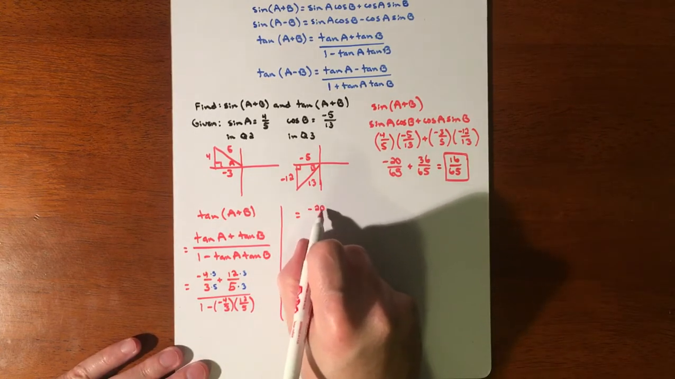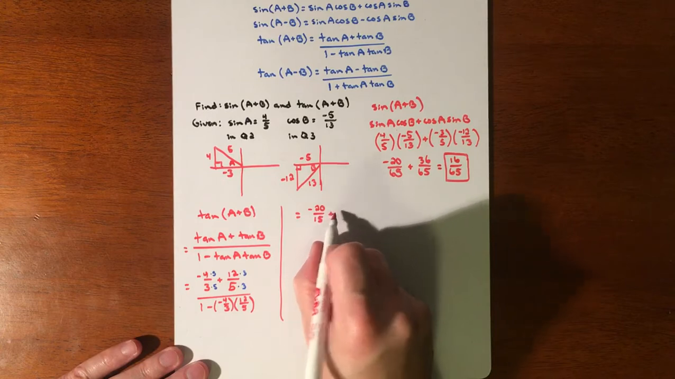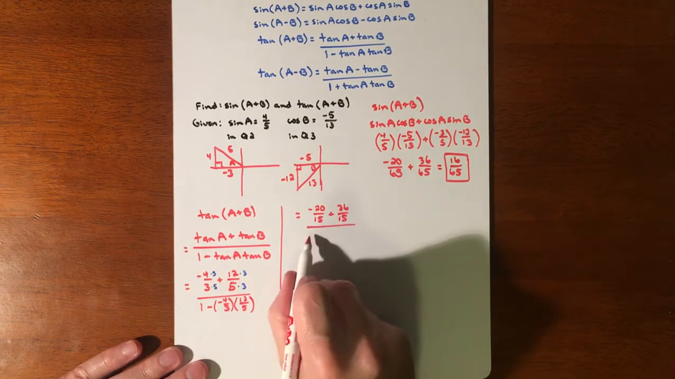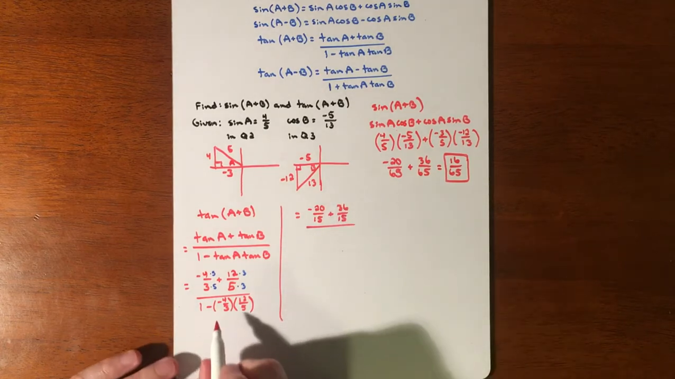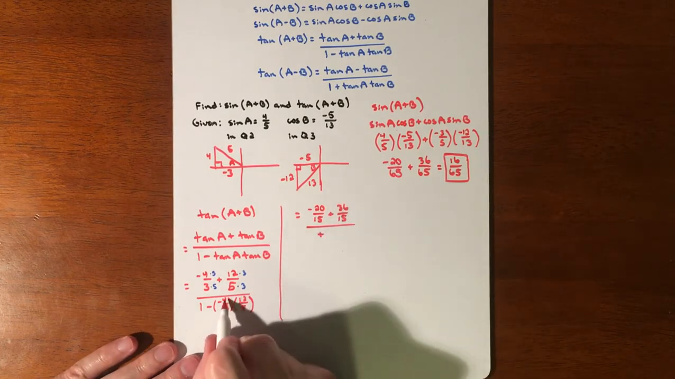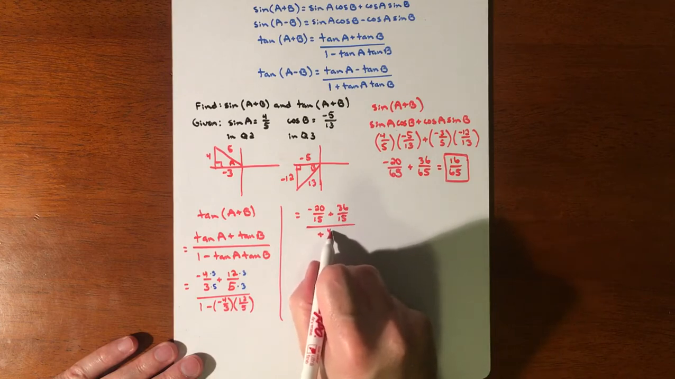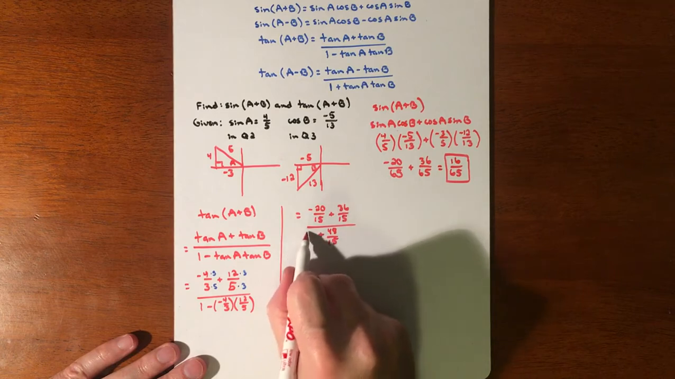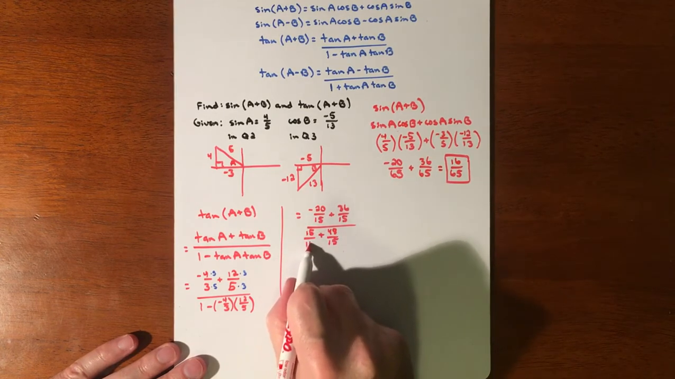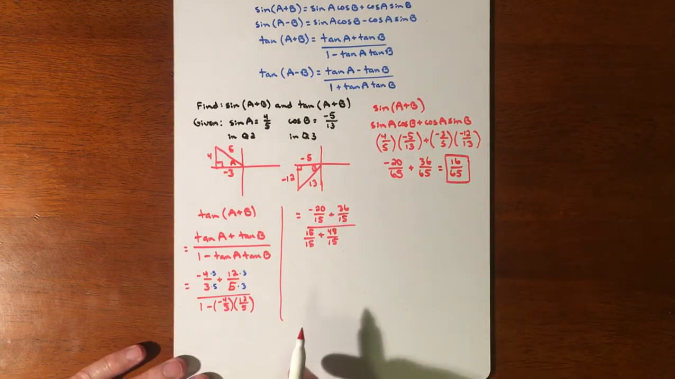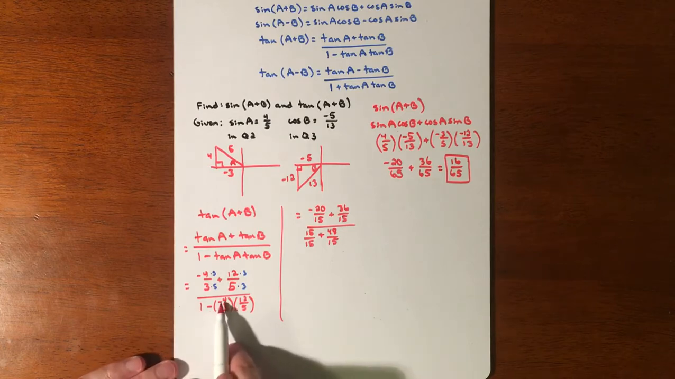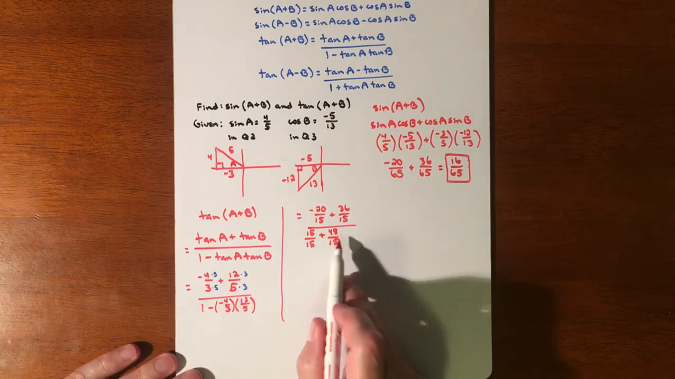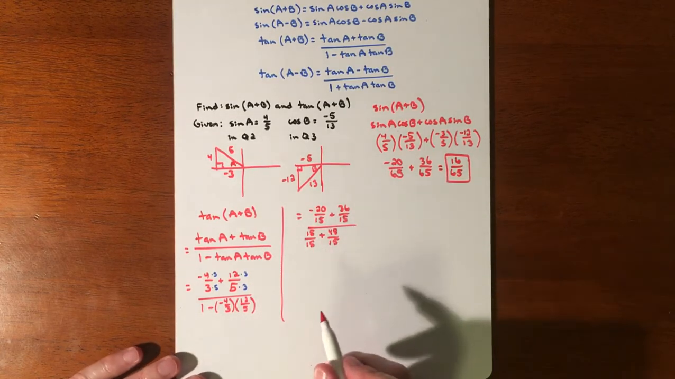negative 20/15 plus 36/15 divided by, that's going to be a plus 48/15. Might as well make this one a 15/15 just to get ourselves our common denominators. So the negative and negative made the positive. The 1 became 15/15 just to make it so it has a common denominator so we could put everything together.